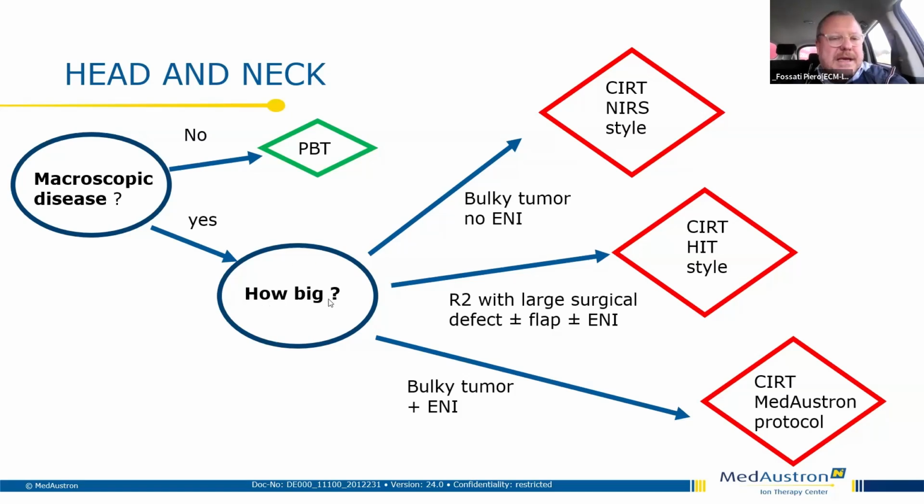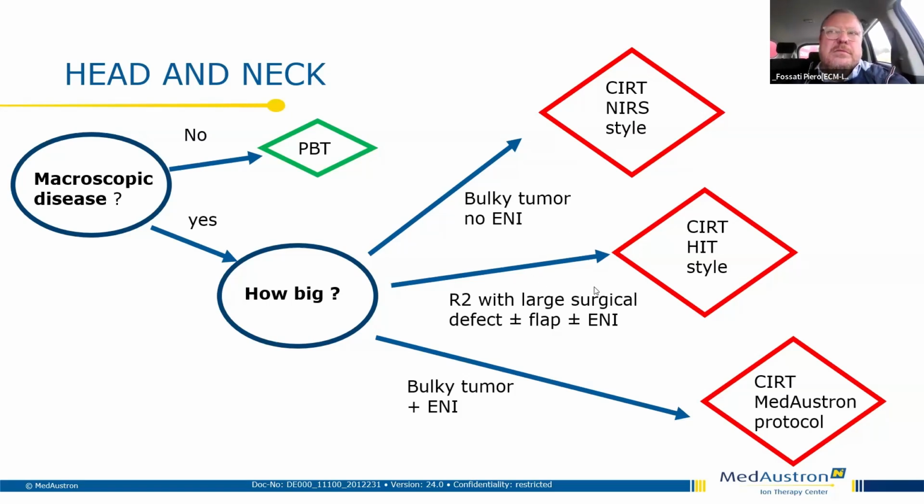And then the next question is, how big is the macroscopic residual disease? So if we have this bulky tumor with not a very high tendency for lymphatic spread, let's say, for example, an adenoid cystic carcinoma of the maxillary sinus that has grown with perineural infiltration toward the skull base, negative lymph nodes, we don't treat the nodes in those patients, and then we treat with carbon ion, hypofractionated 16 fractions, reproducing the Japanese protocol, so what we call NIRS style.